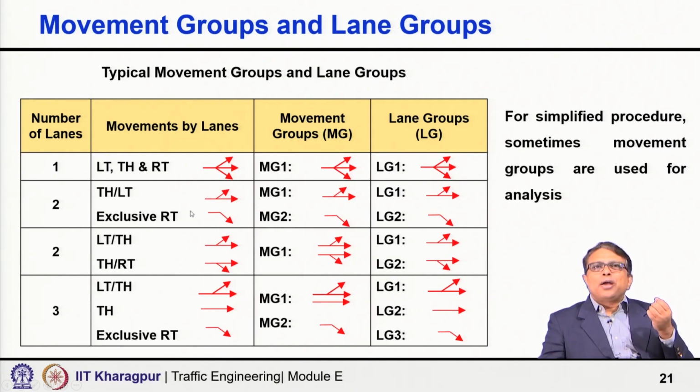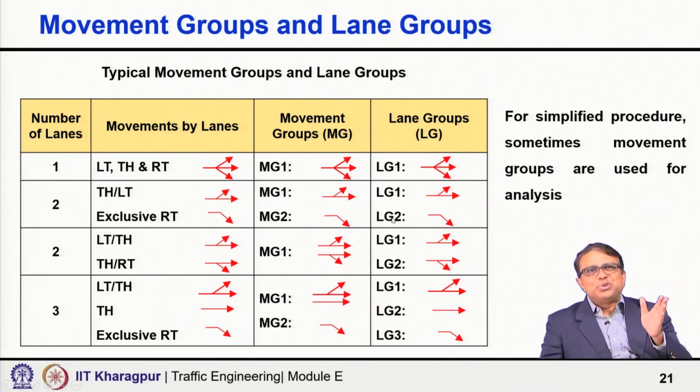Next case, one shared lane through and left, another shared lane through and left, another exclusive right turn. So, the movement groups are also like this: straight and left is one movement group and exclusive right is one movement group. Lane group also is the same. So, in this case the movement group and lane groups are not different.